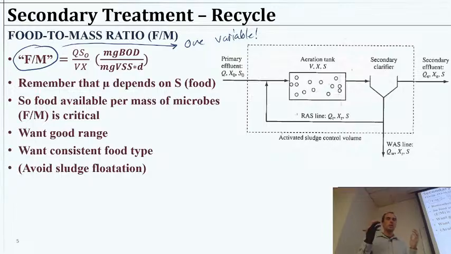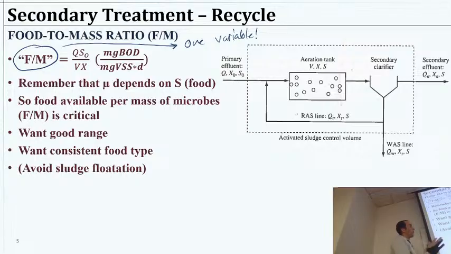And so this equation, practically speaking, is actually the food bacteria have per mass of bacteria over the course of a day. The units here are going to be milligrams BOD per milligrams VSS. That's our mass of food per mass of bacteria per day. To get there, we can simply take the flow rate that's coming in times the amount of substrate that's coming in. So the flow rate times the concentration will give us a mass per time. Dividing this by the volume times the concentration of bacteria gives us mass of bacteria.